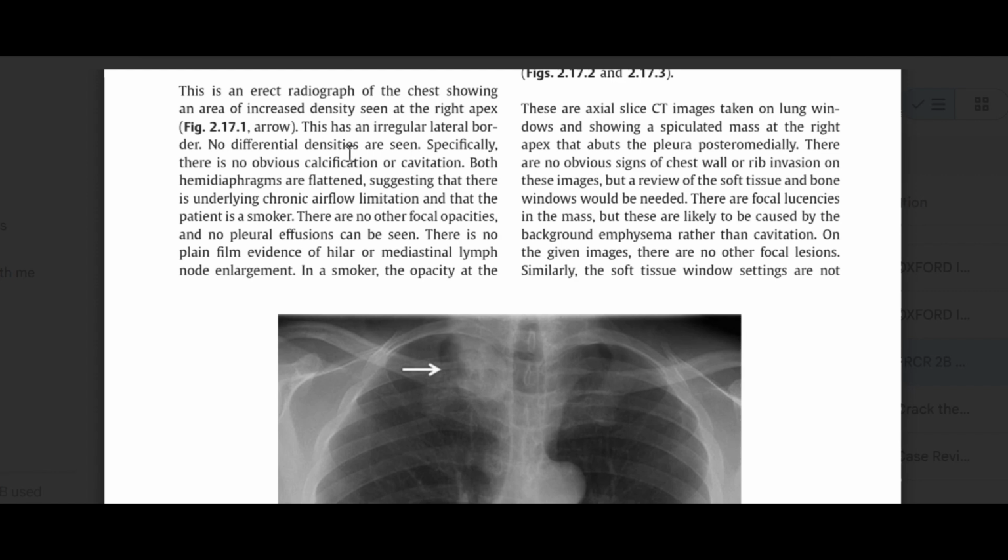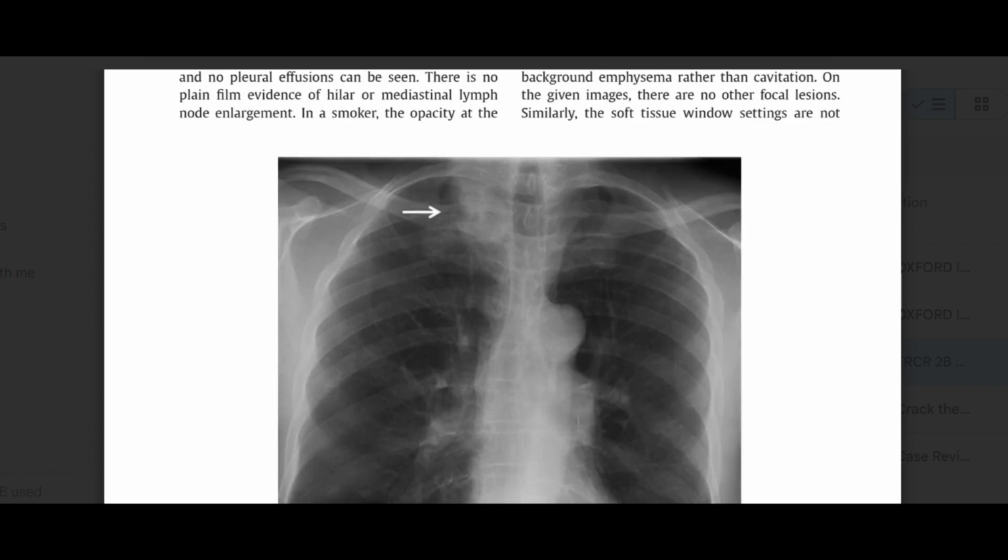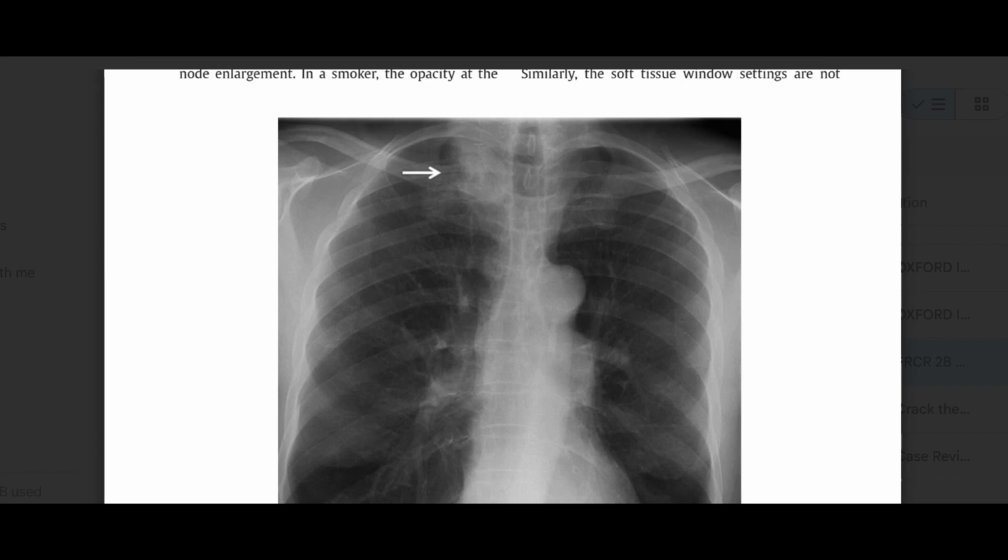No other focal lung opacities are seen. So this is a Pancoast tumor.